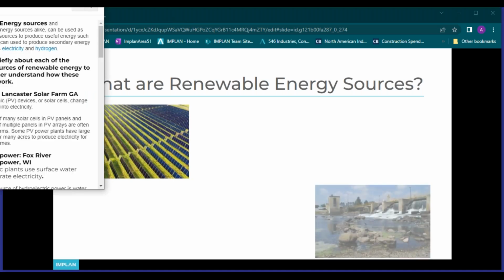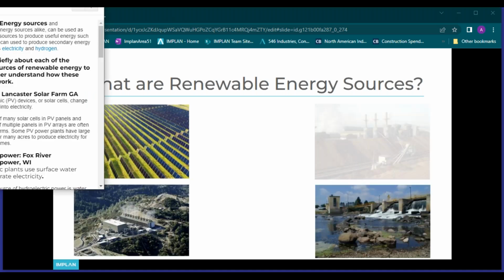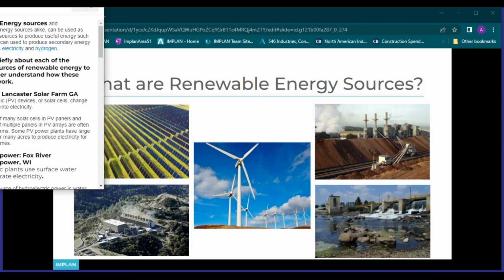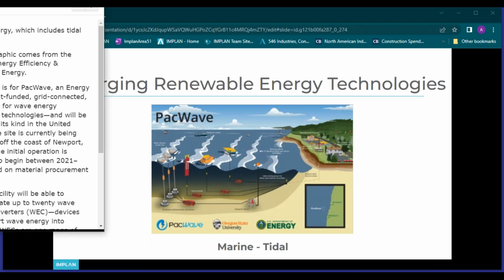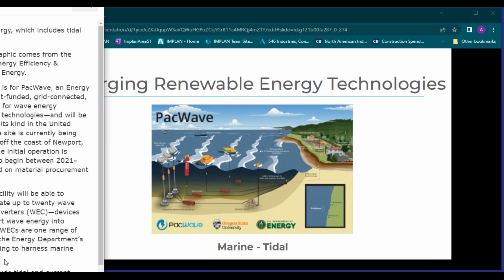Okay. So we're going to blast through these because we already did that, and then on to emerging renewable technologies. The first one that I have here is marine energy, which also includes tidal energy. The infographic that you're seeing here came from the Office of Energy Efficiency and Renewable Energy. The design you're seeing here is for something called PacWave. It's an energy department funded test facility for wave energy conversion technologies and will be the first of its kind in the United States.